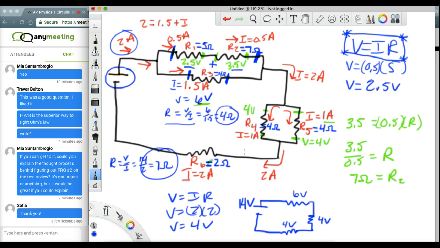All right, Mia says, if you can get to it, could you explain the thought process behind figuring out FRQ number 2 on the test review? It's not urgent or anything, but it would be great if you could explain. Let me pull that one up. I tried to give you guys, like I said in class, as much practice as possible. So there's lots of work here. The thought process of number 2.